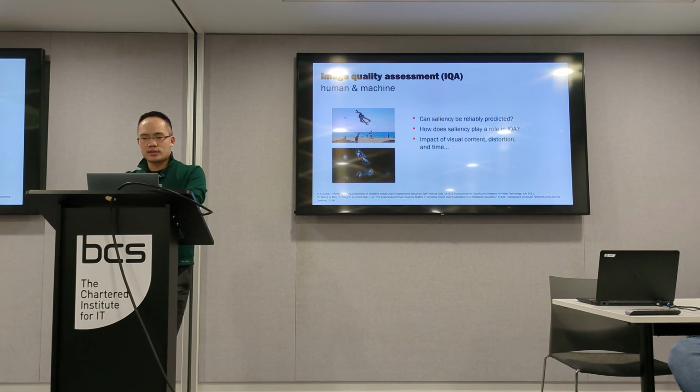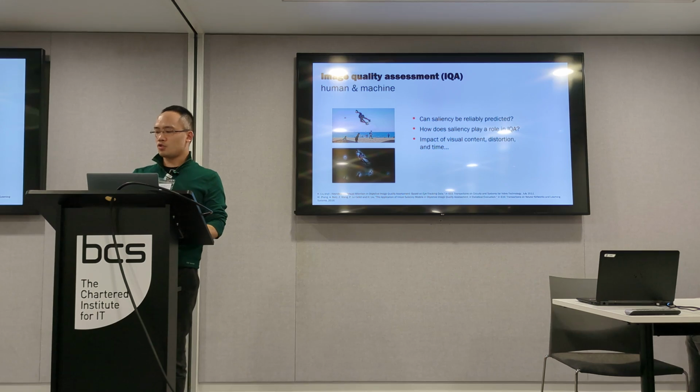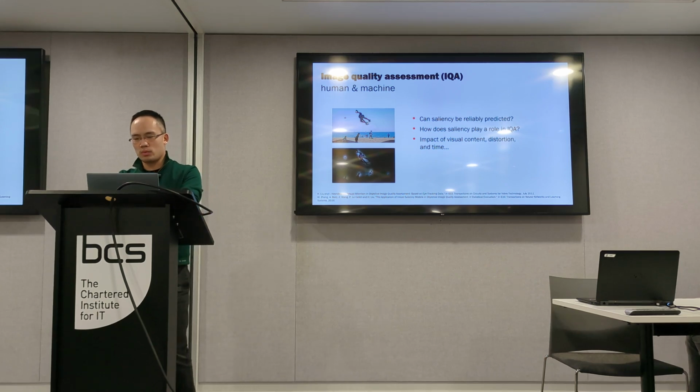The second one is, suppose you have that saliency information. How does saliency play a role in your decision making, for example when you decide image quality? This is the second question we want to answer. In relation to that, what's the impact of saliency in terms of visual content, for example content dependency and distortion types? And recently, we've also looked at the temporal impact as well.